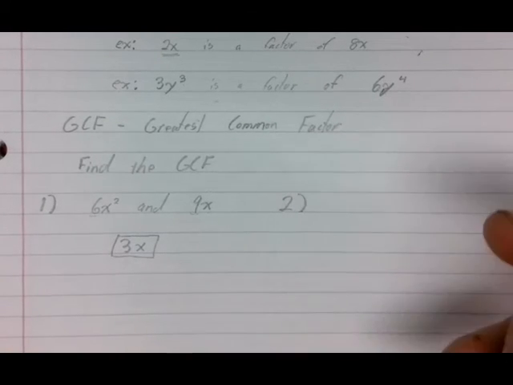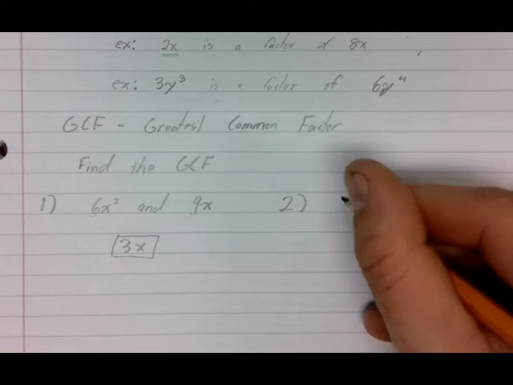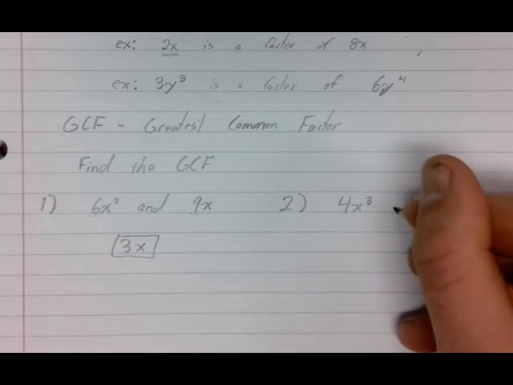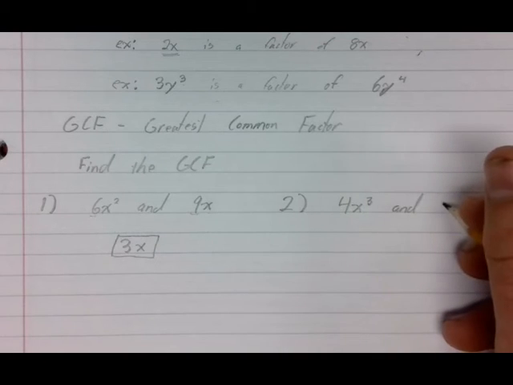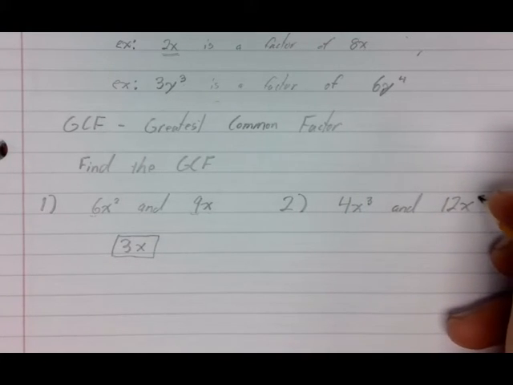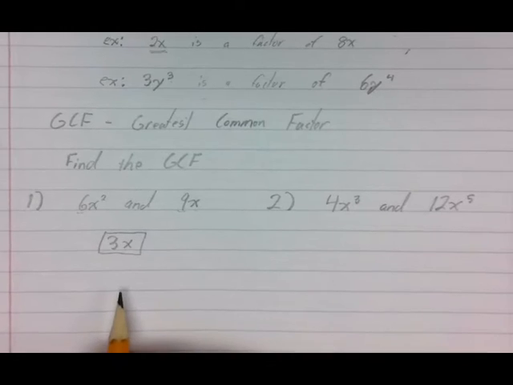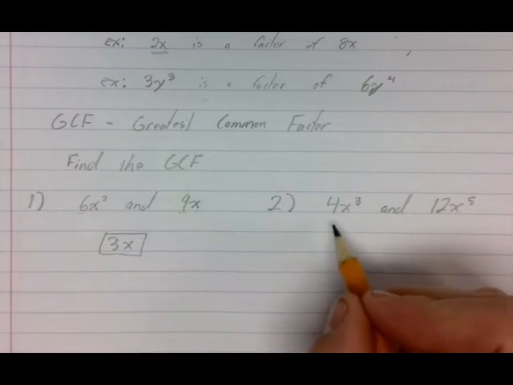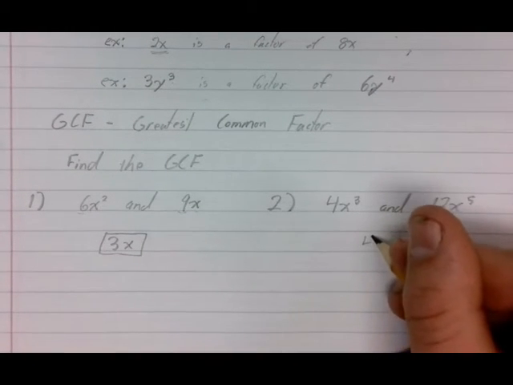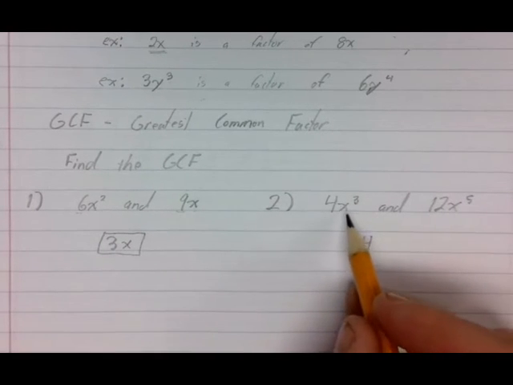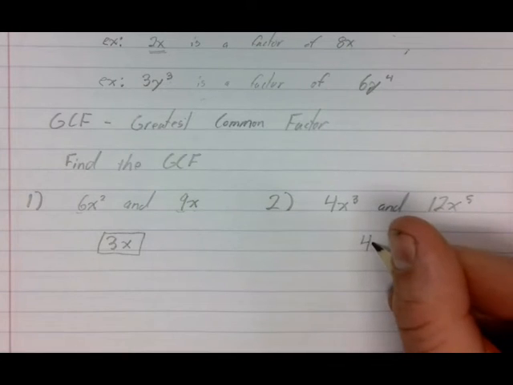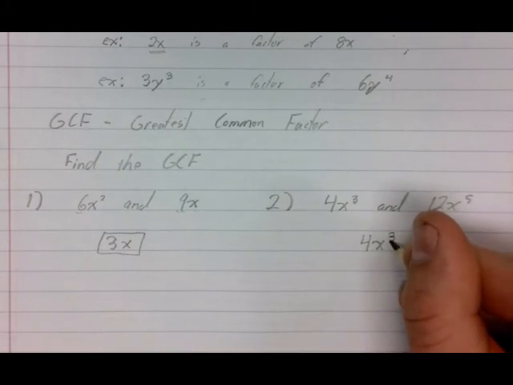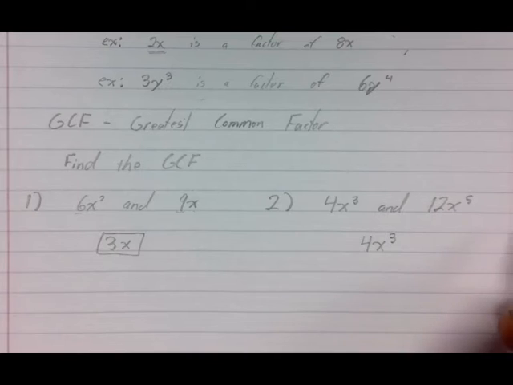Okay. And if we go up in exponents a little bit, okay, 4x to the third and 12x to the fifth. I'll look at the 4 and the 12, and well, they have a GCF of 4. And then for the variables, they actually will have an x to the third in common. Okay.